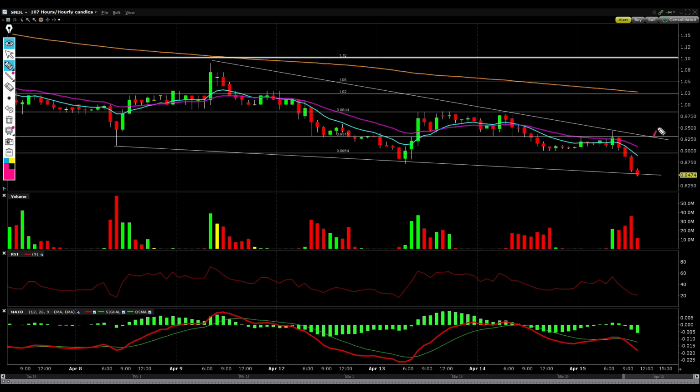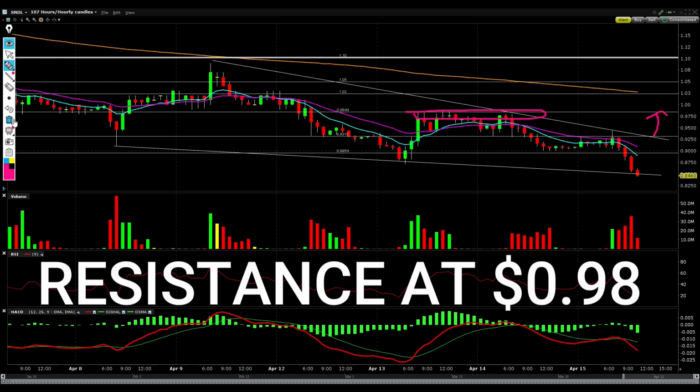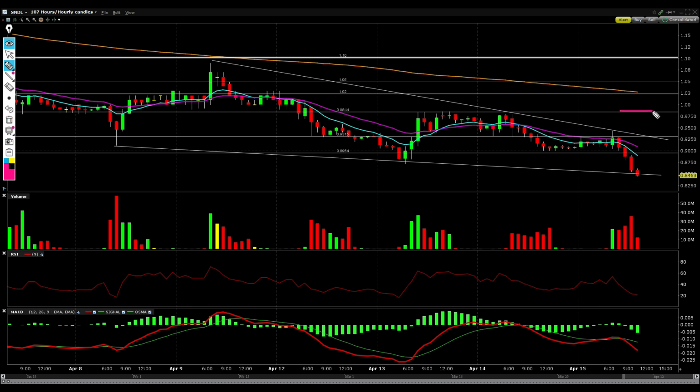Now, if we end up pushing higher, the first level of resistance is going to be right up here at 98 cents. And if we fail to break 98 cents, I will be selling right away. The reason being is that, as you can see with SNDL stock, every time it pushes up to a level of resistance, it's been dropping. Push up to a level of resistance, drop. Push up, drop. And this has been happening for months.